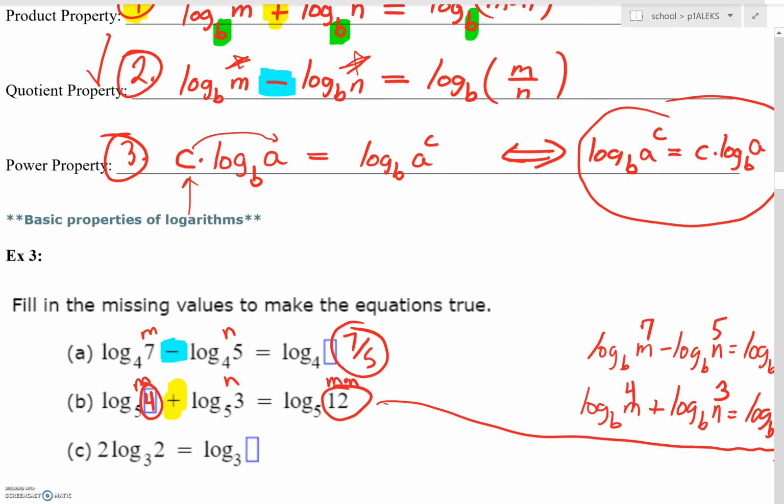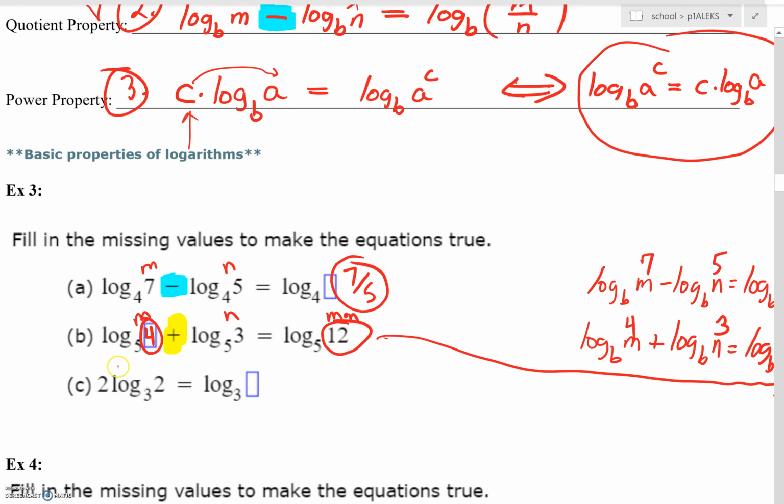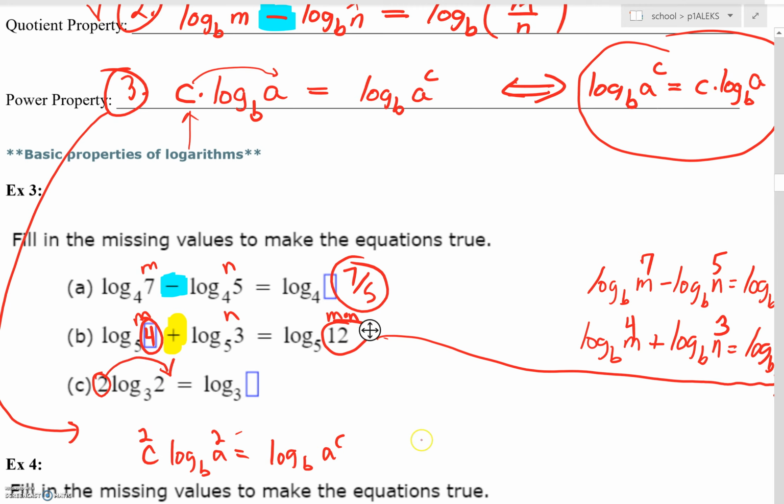Then when you're looking at part C, right here, that's property number 3. That's, your c log base b of a equals log base b of a to the c. You're going to have your 2 here, and here's a 2. So what's going to happen? You have to take that power and raise it up. This is going to become log base 3 of 2 to the 2. That number in front becomes an exponent.